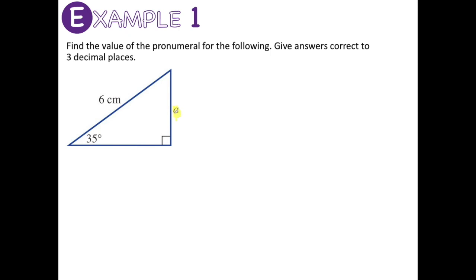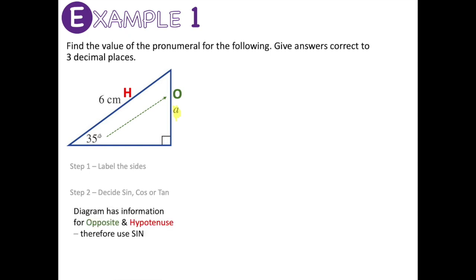So going through and applying the 6 steps, the first step is going to be label the sides. So starting with my specified angle of 35 degrees, I know I've got the opposite side, which is the side I'm trying to find out, my a side, and I've also got the hypotenuse. So I've labeled the sides that I have information for. Step 2 is decide whether I'm going to use sine, cos, or tan. Now, because I have information for the opposite and the hypotenuse side, I'm going to use sine as my trigonometric ratio to solve this question.